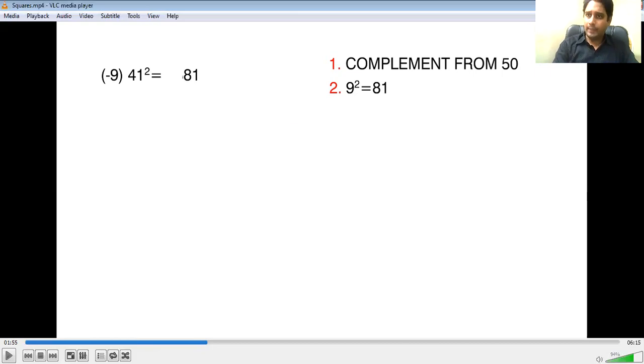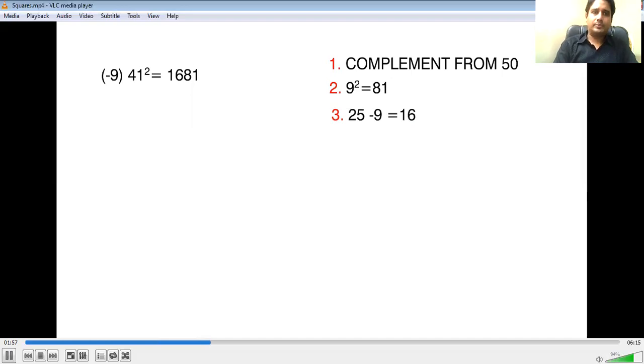Now in step 3, what do we have to do? We add or subtract. Since our complement is negative in this case, we'll subtract 9 from 25, which is equal to 16, and hence our answer is 1681.